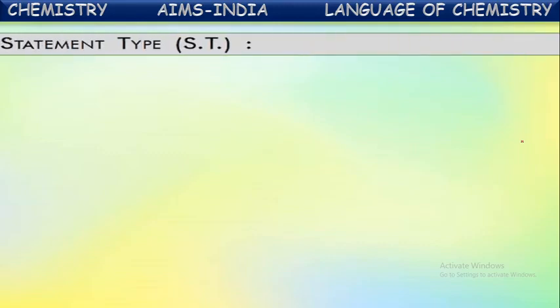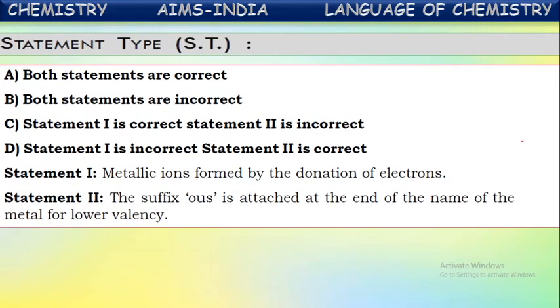Okay, next. Statement type questions. We have first question. Metallic ions are formed by the donation of electrons. Yes, generally metals, they lose electrons and form positive ions. So metallic ions are formed by the donation of electrons. This is correct. This statement is true.